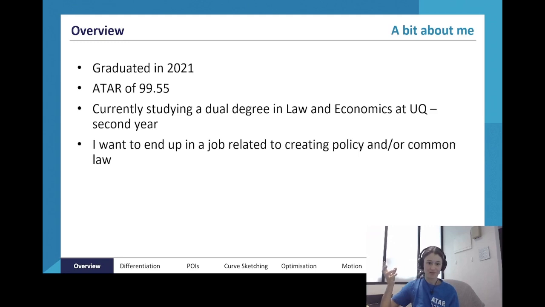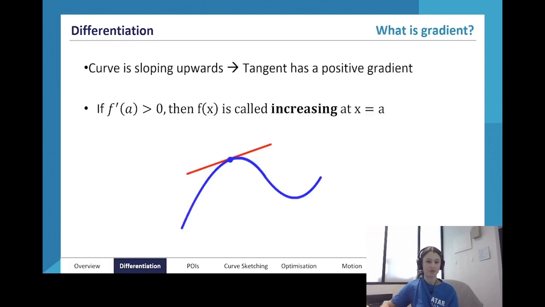But otherwise, we will get into the content now. The first thing that we're going to be starting with is an overview of differentiation and gradient. As you might have heard in class so far and learnt in year 11, if a curve is sloping upwards, reading it from left to right, then the tangent has a positive gradient, or the curve has a positive gradient.